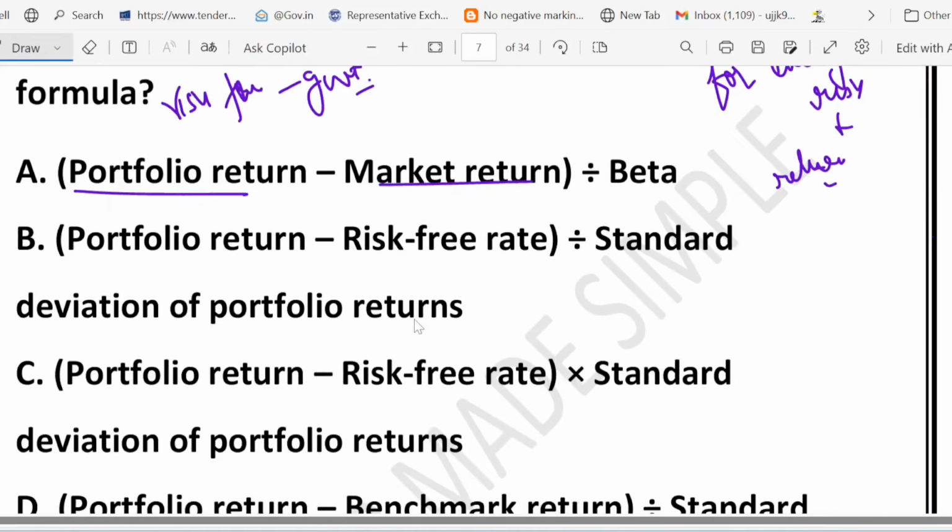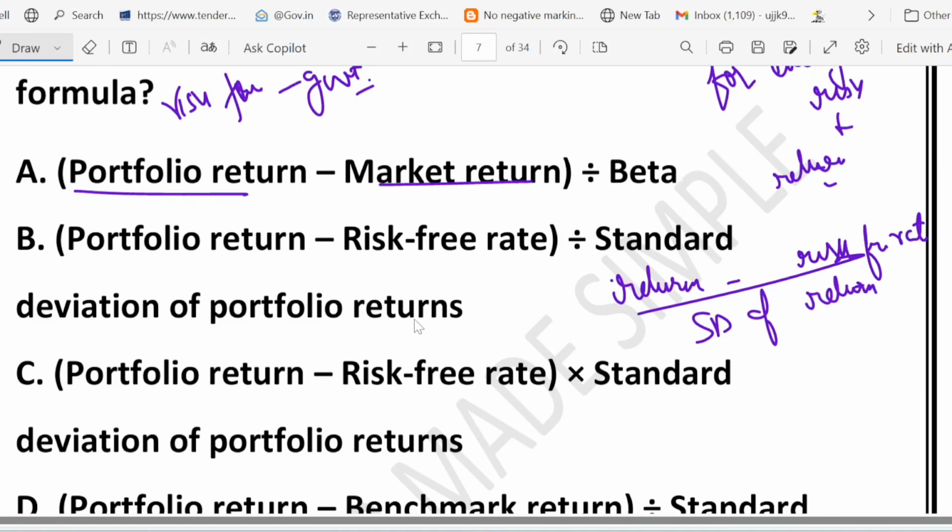So now the formula for Sharpe ratio is very simple. You write the return, subtract the risk-free rate, and you divide it by the standard deviation of the return. So basically you are getting extra return per unit of total risk.